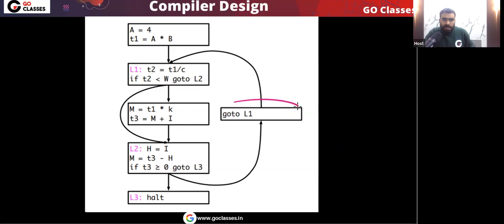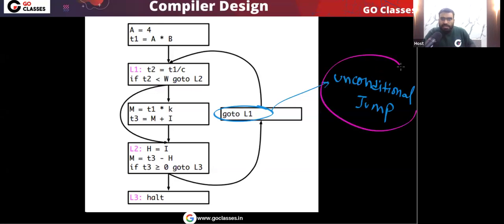For example, if you are at this instruction, it is an unconditional jump instruction: go to L1. Without checking any condition, this will jump to L1. So once you execute this instruction, definitely you will execute the instruction at L1. This is the flow of control. Every edge basically indicates flow of control.